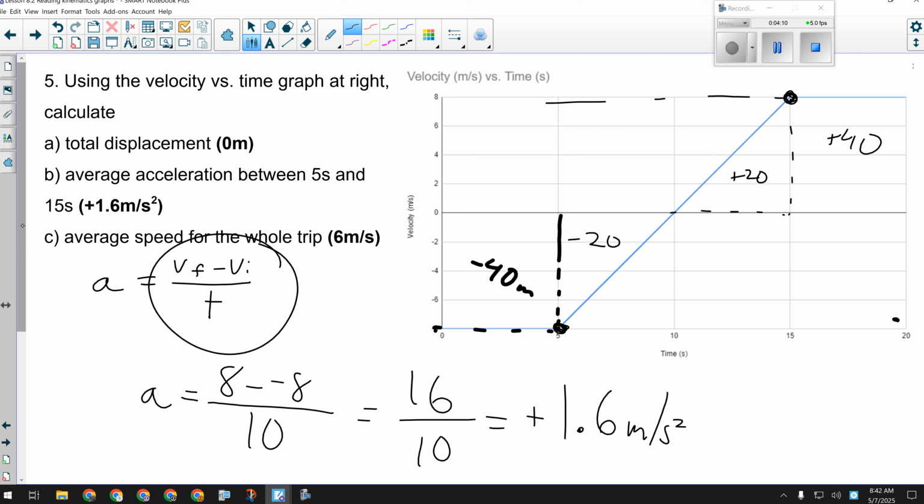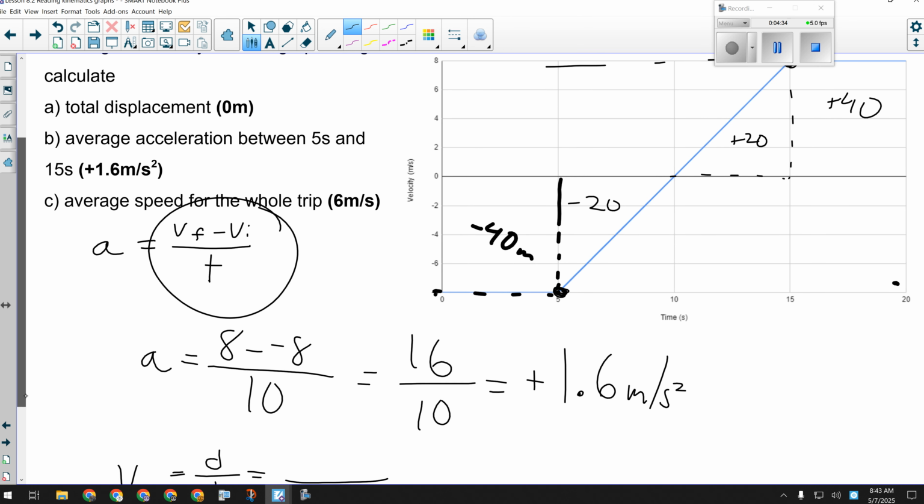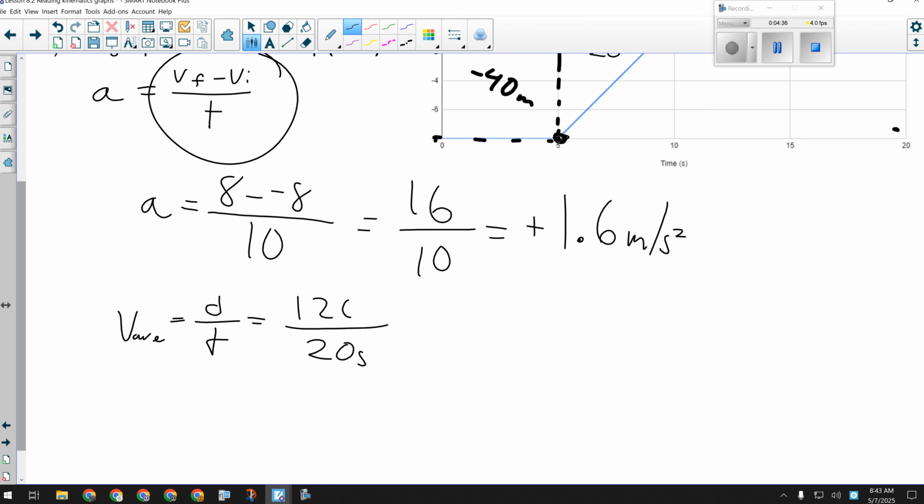What's my total distance traveled? What do I do with the 4 numbers I put inside there? Add them up, because distance is scalar. It doesn't care whether I went forward or backward, just how far did I go? Well, I went 60 meters here, and I went 60 meters here, so that means I went 120 meters in 20 seconds. So that should be 6 meters per second.